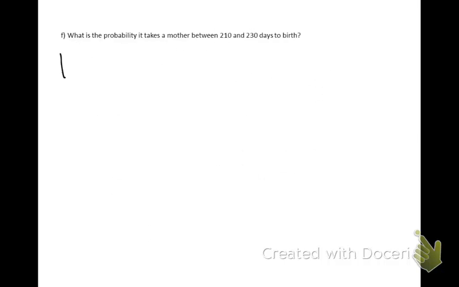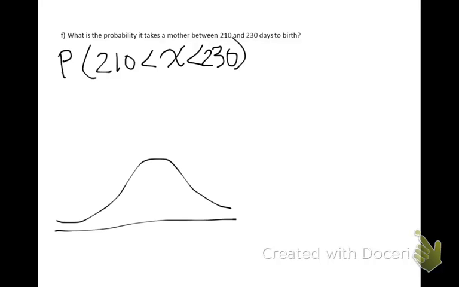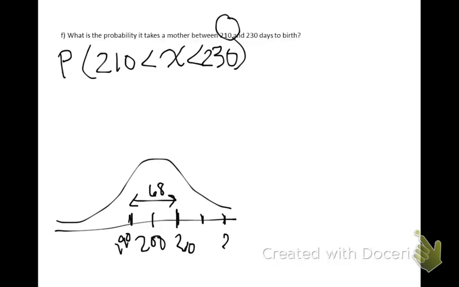What is the probability it takes a mother between 210 and 230 days to birth? Always start by labeling your mean. Then let's label the values that go with 210. That's one standard deviation above the mean, and we know 68% of our observations lie within that interval. 230 is 3 standard deviations above the mean. We know that 99.7% of our observations lie within this interval.